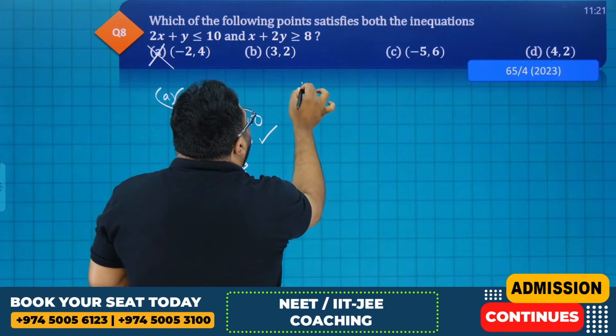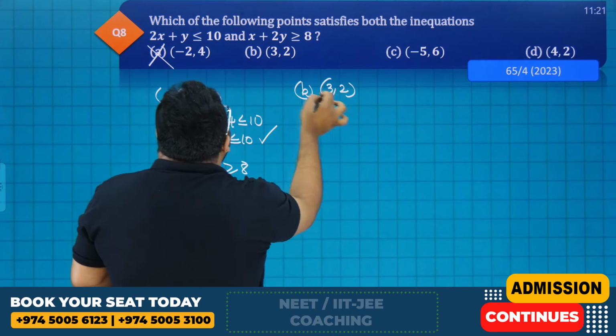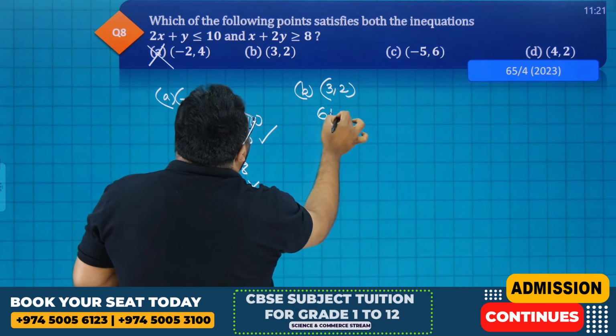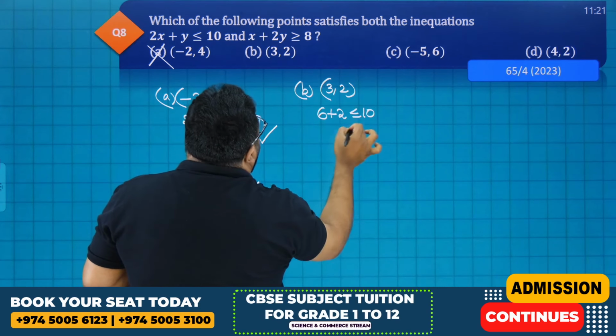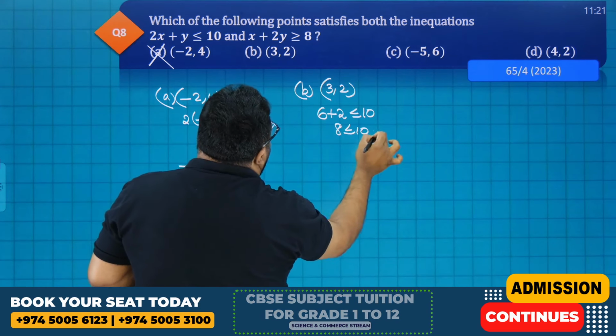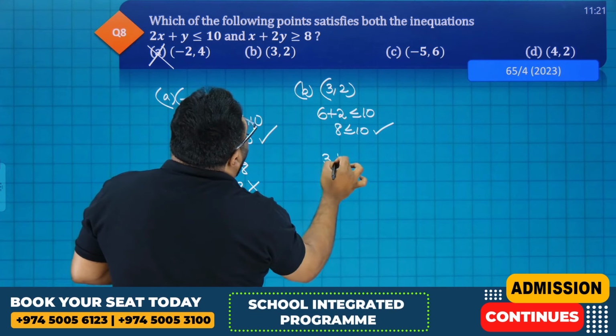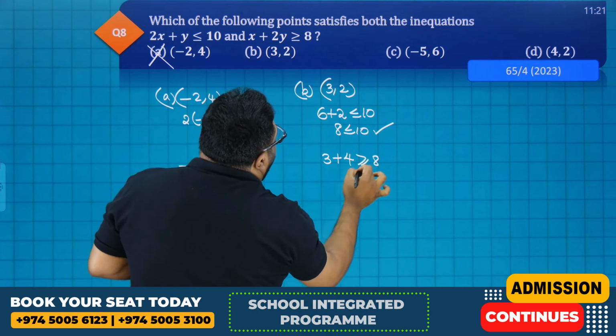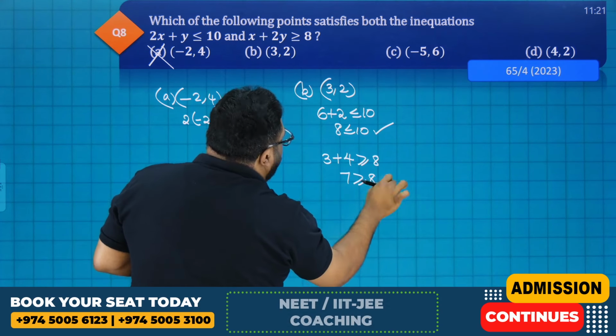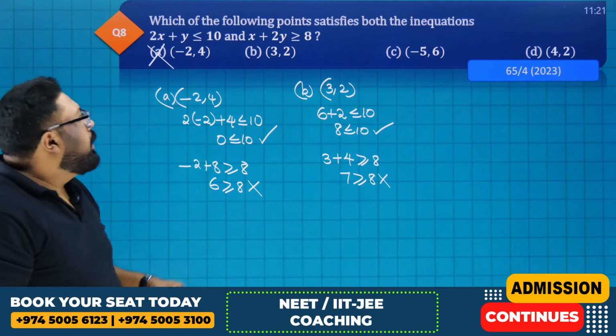Let us try B, 3, 2. X equal to 3 makes it 6 plus 2 less than or equal to 10. That is 8 is less than or equal to 10. It's correct. Now 3, 2 in this one: 3 plus 4 greater than or equal to 8. 7 greater than or equal to 8. False. So this point is also wrong.